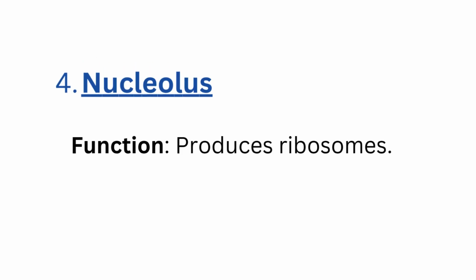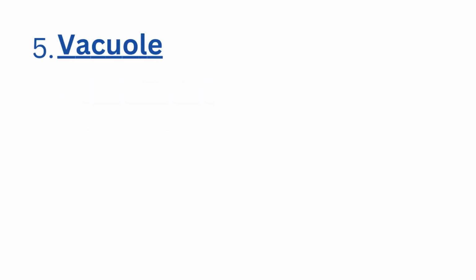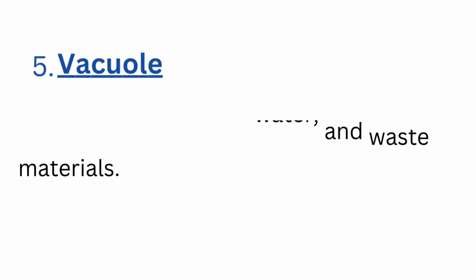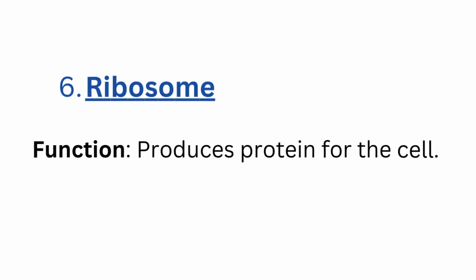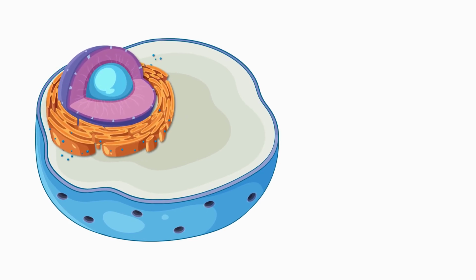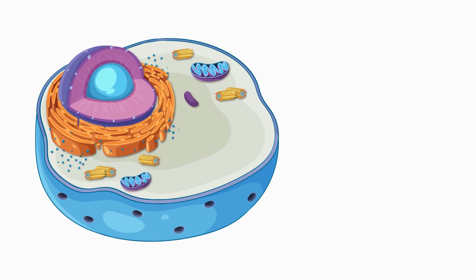Nucleolus. The nucleolus is found inside the nucleus. Its main job is to make ribosomes, which produce the proteins needed for growth and repair. Vacuole. The vacuole acts like storage rooms holding important materials for the cell. What it does is that it stores water, food, and waste materials. Ribosome. The ribosome is a tiny structure that makes protein. These proteins help organisms grow, repair damaged tissues, and carry out important life processes.